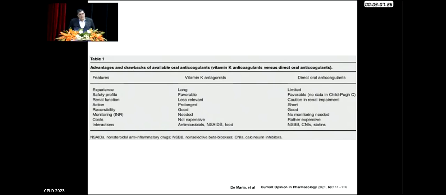The advantage of DOACs is that they are short acting, but for reversibility, we really do not have agents available to us. And the APCC, the activated prothrombin complex concentrates, which may be needed, are expensive and not widely available. And DOACs are costlier. Plus, DOACs do have interactions with CNIs, statins, and NSBBs, which we commonly use, whereas VKAs have interaction with antimicrobials and many of the foods.